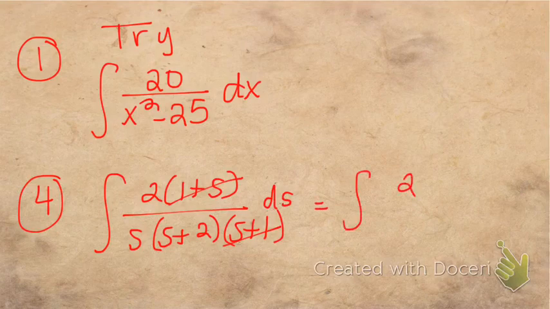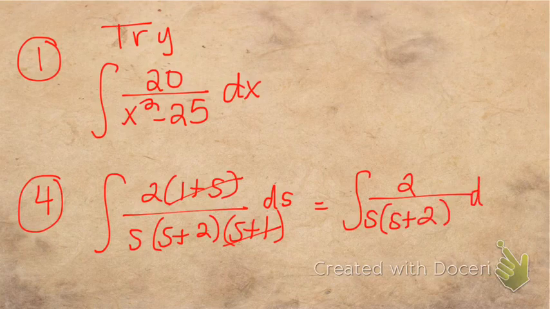And if you do that, you end up with 2 over s times s plus 2. And then now you just solve it the way that you have been. You don't have to worry about that extra s plus 1. Alright, try those two, and you'll be done for today.